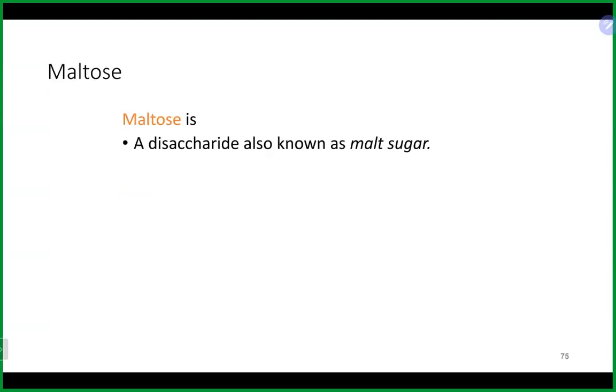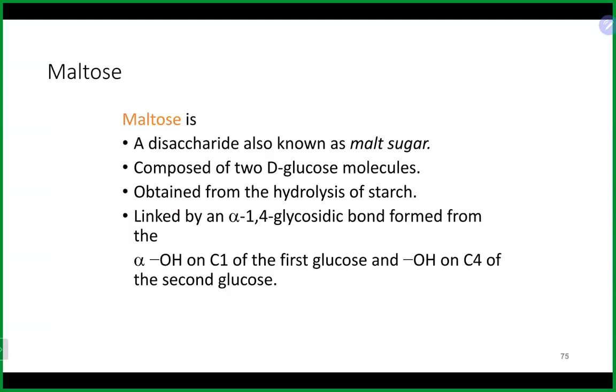We'll start with maltose. Maltose is known as malt sugar. It's a disaccharide, and again, it's made up of two glucose molecules that are together. It's obtained from the hydrolysis of starch, and it's linked together by a special bond, which is known as the alpha 1,4 glycosidic bond.